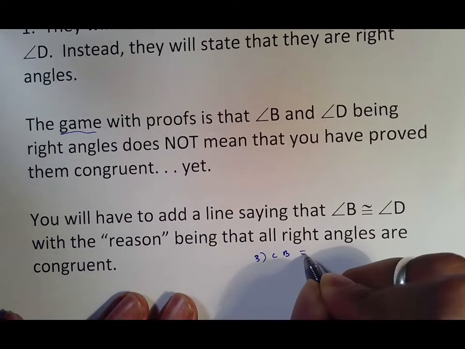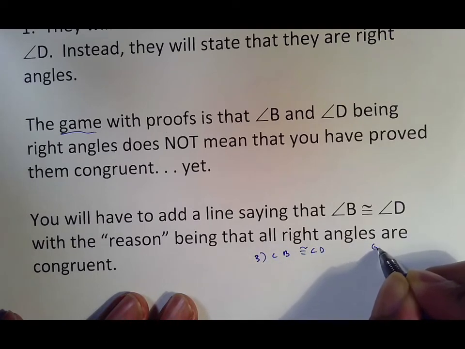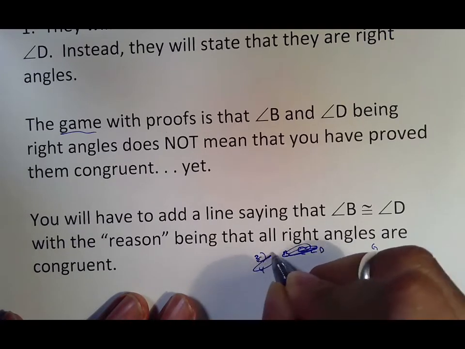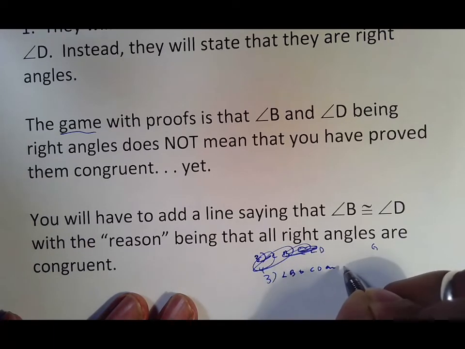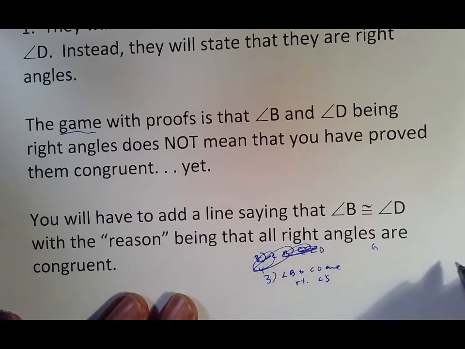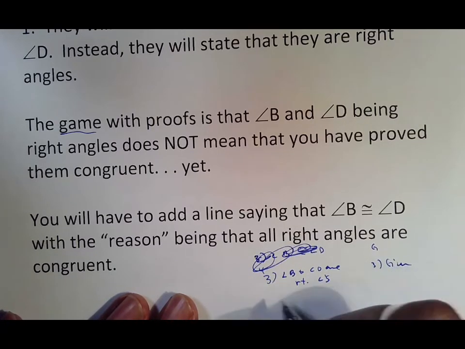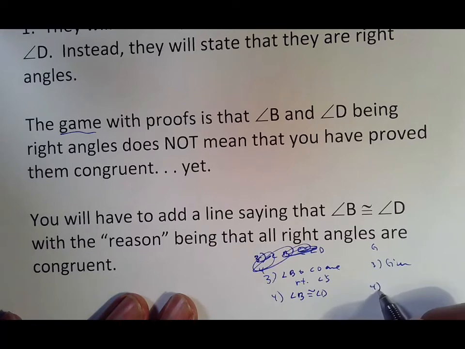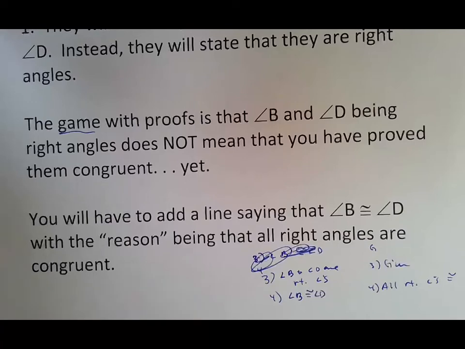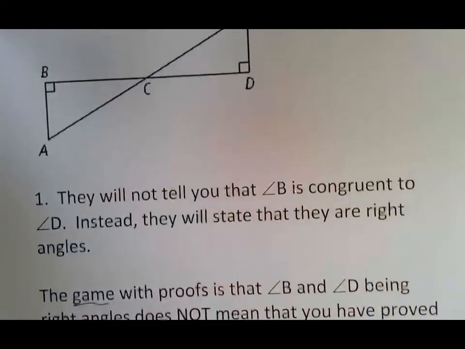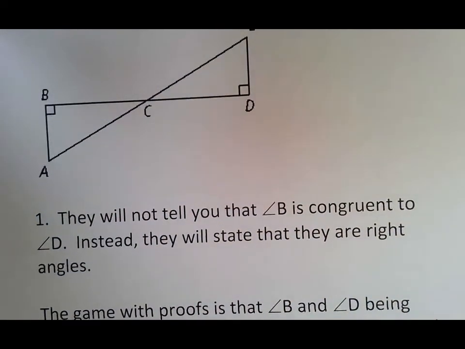Let me do this again. You have to say in number 3, angle B and angle D are RT for right angles, and that's how you could write angles, and that would be given. And then 4, you would say angle B congruent to angle D, and the reason would be all right angles are congruent. And so it's a game. That's why I said that I'm not trying to take you to this level yet, but I want you to be aware that it won't always be just this is congruent, that's congruent, and you're done. They're actually going to make you do a little bit of work.